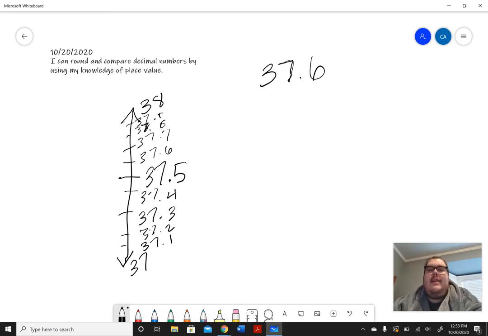Then we have 37. If you can hear the banging, friends, I have somebody here working on my furnace because I am cold and he's down in the basement getting that fixed for me. All right, beside the point.